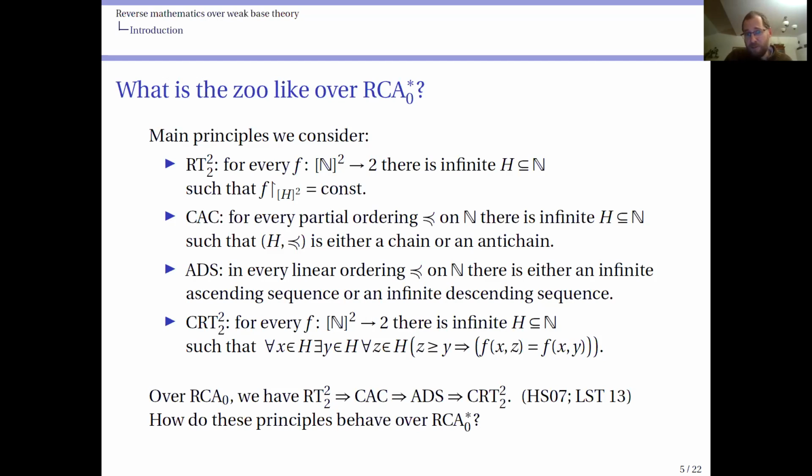Ramsey's theorem for pairs, which says the usual thing. If you've got a two-coloring of pairs of natural numbers, then there's an infinite homogeneous set. So on this set, the color of each pair from that set is constant. A weakening, a special case of Ramsey for pairs, is the so-called chain-antichain principle, CAC. That says, it's a typical, I guess, exercise application of Ramsey's theorem, that if you've got a partial ordering on the naturals, then there's an infinite chain or an infinite antichain.